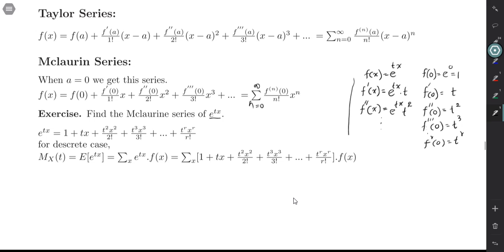Next, we need the third derivative evaluated at 0. We found that it is t to the power 3. So you have t to the power 3 here times x to the 3 divided by 3 factorial. And if you do the rth one, you end up with t to the power r x to the power r divided by r factorial. So here's the Maclaurin series of e to the power tx.